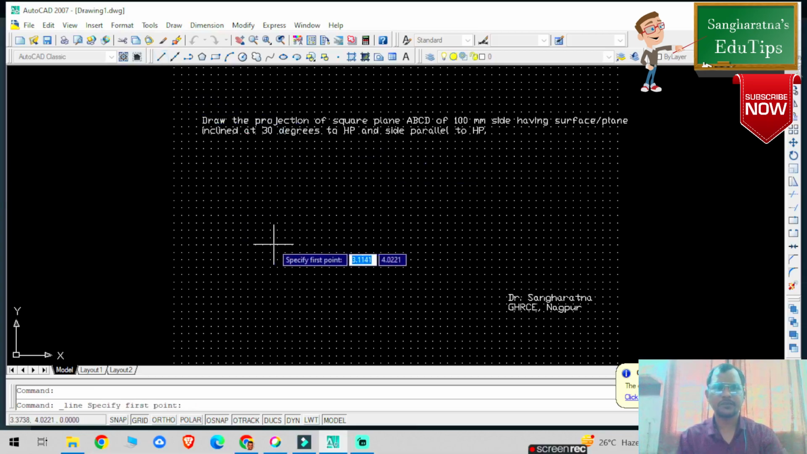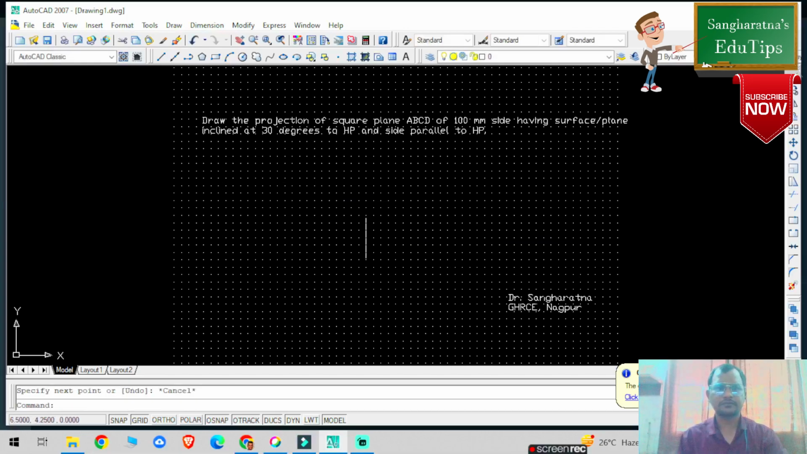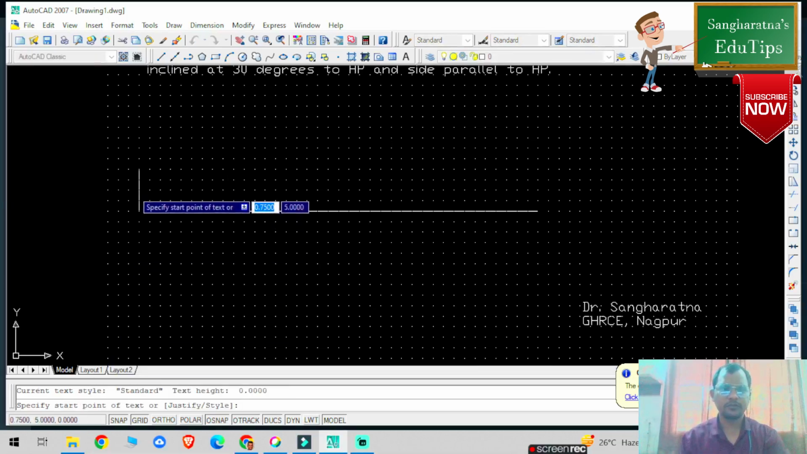Select line, draw XY reference line here. Okay, press escape, select XY reference line, then press escape. Okay, give the command rotate in the command box, select any point here. Okay, rotation angle is 0.